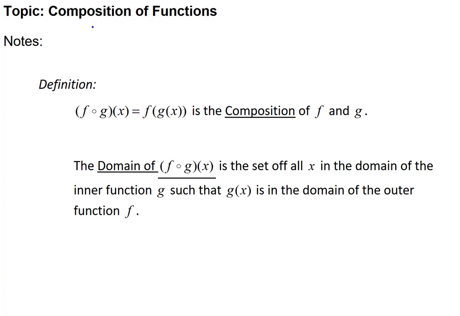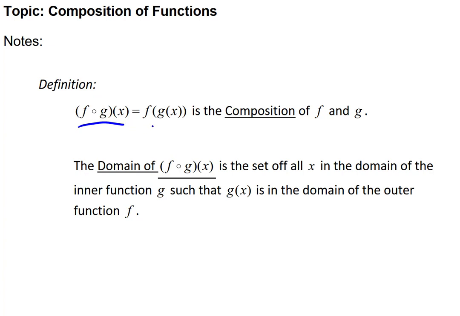This video is about composition of functions. And for our notes, we'll just dive right in with the definition. The notation for composition is f, and then with this little circle character. Importantly, it's not a dot. A dot would indicate multiplication, which we've already seen multiplication of functions. This is different. It's called composition.